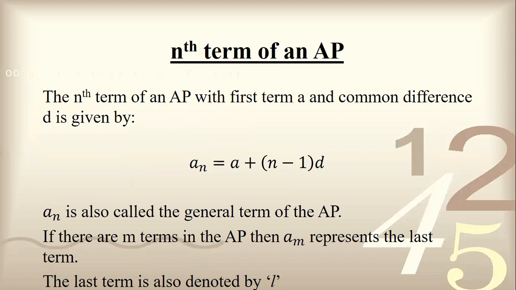So, the nth term of an AP with first term A and common difference D is given by An equal to A plus n minus 1 into D. An is also called the general term of an AP. If there are m terms in the AP, then Am represents the last term. The last term is also denoted by small letter l.